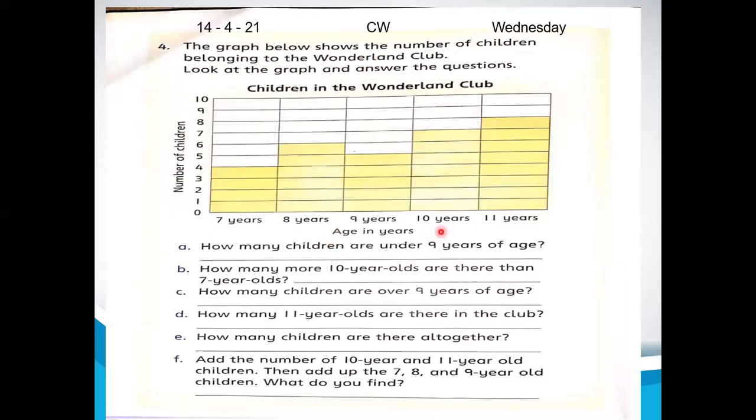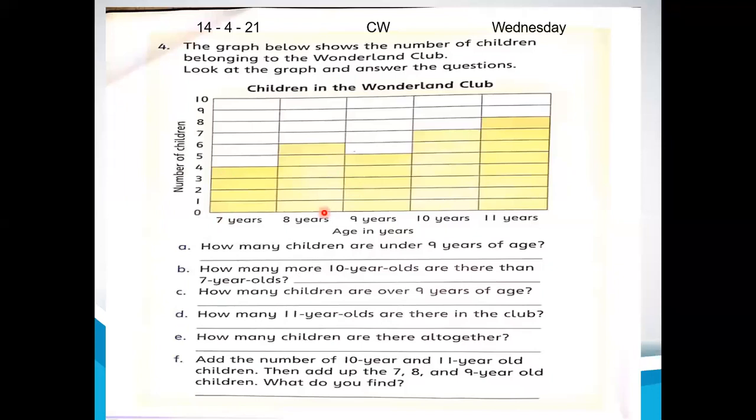age in years. Here they have shown the ages of these children in years: 7 years, 8 years, 9 years, 10 years, and 11 years. These are the students who belong to the Wonderland column. And how many students are these 7 years age? You can see from here on y-axis, this is the scale which is given from 0 to till 10. So, how many students are there of the 7 years age? 4. You can count this column 1, 2, 3, 4.